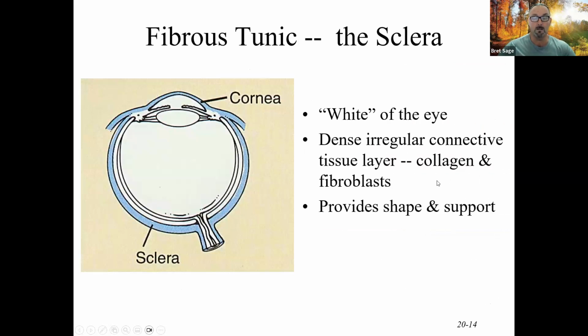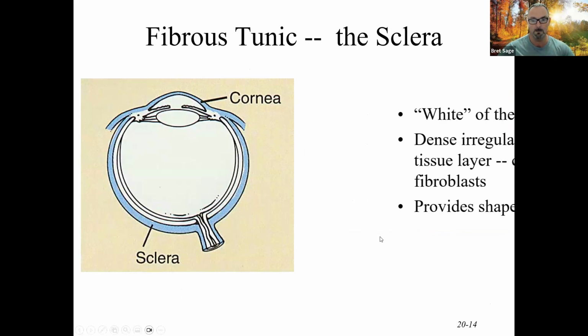Okay, the sclera, it's the white of the eye. It's made of dense, irregular connective tissue layer containing both collagen and fibroblasts. Provides shape and support. This is what gives our eye the structural support, keeps it from collapsing.